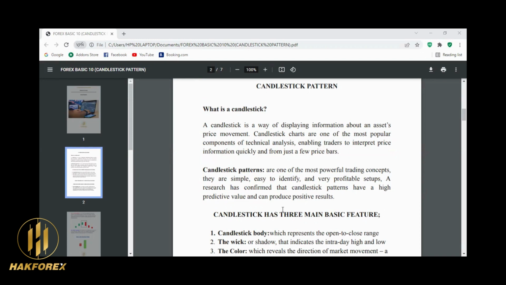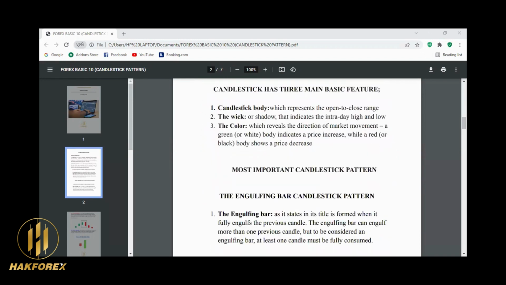The candlestick has three main basic features. Here we have the candlestick body. You all know the candlestick body already. The candlestick body is the full body of the candle, which represents the open and the close of the candle. Let us assume the market opens here and closes here. So this is a bearish market. If the market opens here and closes above, you can say this market is a bullish market. But if it opens here and closes here, this is a bearish market.